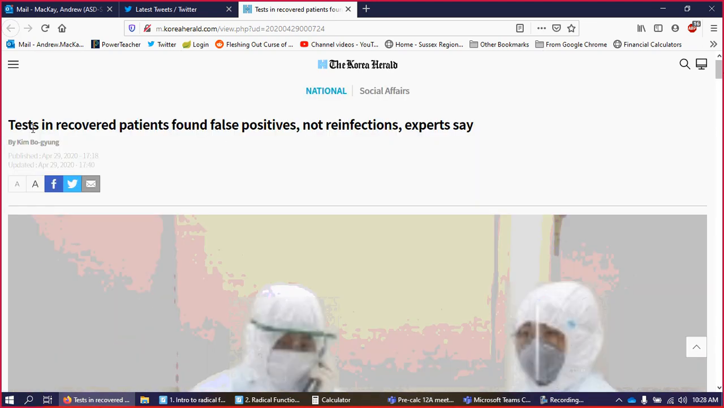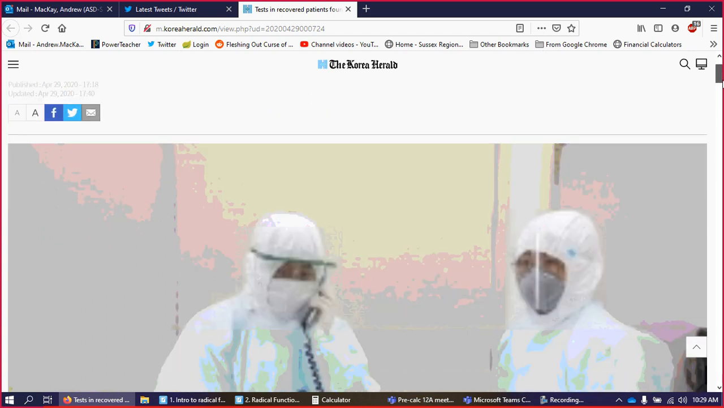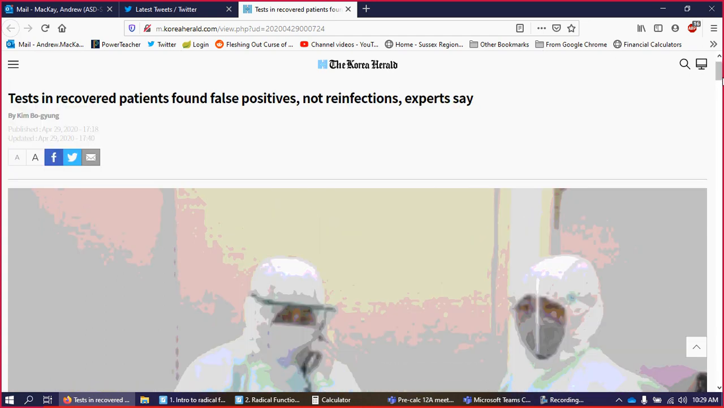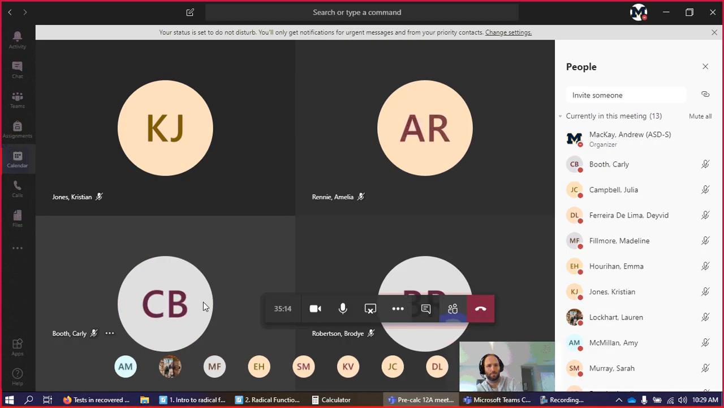Not tests. This is for those of you who are interested. There have been some people reporting that they had COVID-19, recovered, and then tested positive again. And in Korea, where they do testing galore, they're not reinfections, which means all sorts of good things.